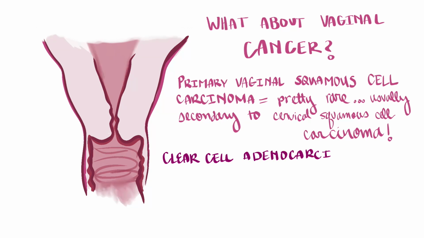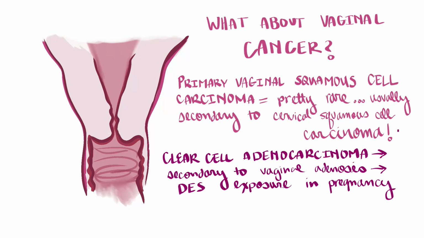Something though that the test makers really seem to like is clear cell adenocarcinoma, which is usually secondary to vaginal adenosis, which is the persistence of glandular tissue in the vagina where it shouldn't be. Now, historically, that's linked to DES exposure. You also can get it from Müllerian abnormalities, but that's less common.